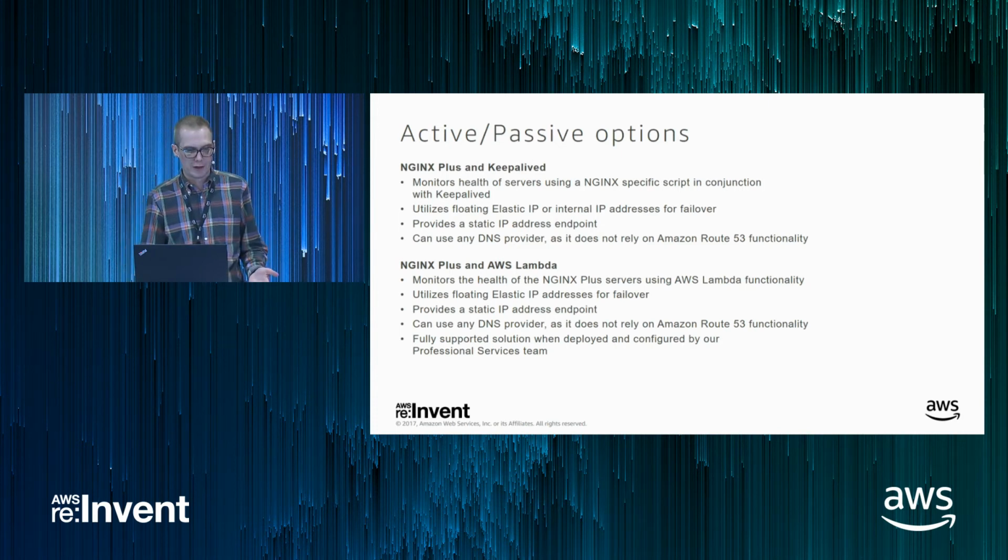The other option that we've developed is pretty much the same system, except instead of using Keepalived, we leverage AWS Lambda functionality to provide health checks to make sure that the NGINX instances are healthy. If one does fail, it will migrate and move that elastic IP address to the other node to make sure that everything stays online. One of the great things about this is that it's a fully supported solution from our support team. So if you need an active-passive solution and you need to have somebody standing behind it, we'll stand behind it and make sure that it works properly for you.